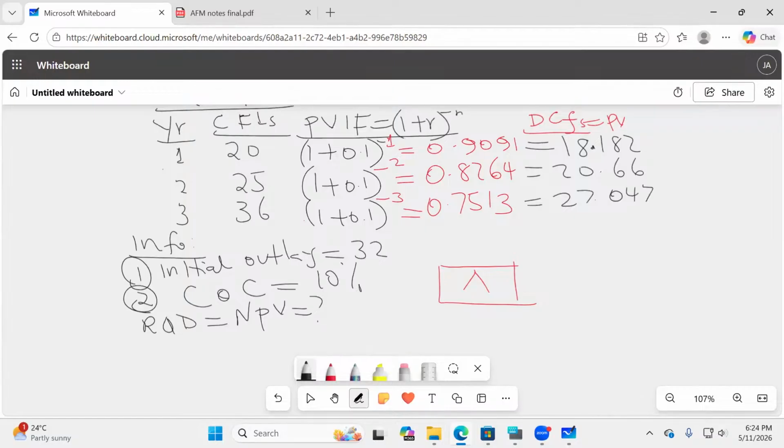Now that we have been able to bring these future cash flows to today's value, to today's terms, they can be added. Now they are compatible for purposes of addition. So please go ahead and give me the total present value.